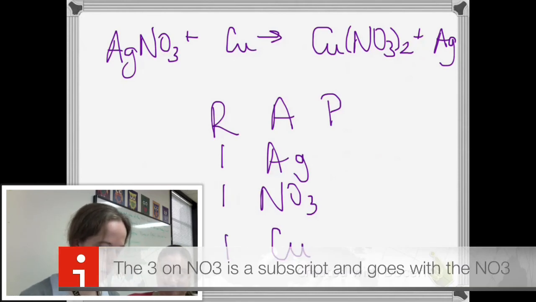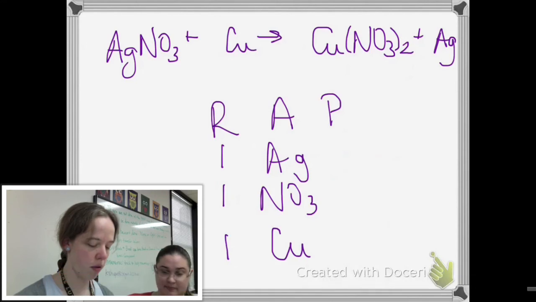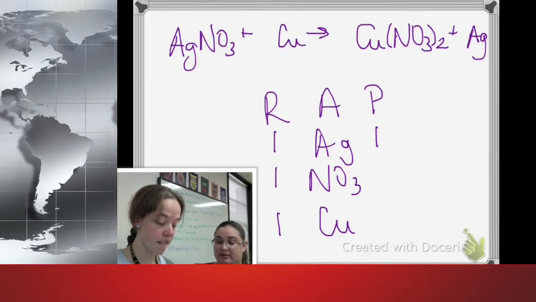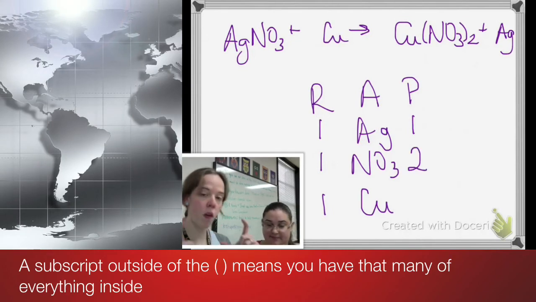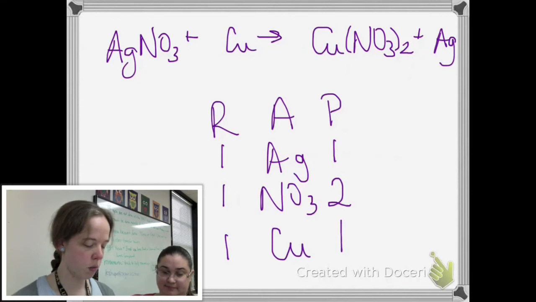All right, and how many coppers do I have? 1. All right, on my product side, how many Ags do I have? 1. How many NO3s do I have? That one's got a 2 outside the parentheses, so I've got 2 of all of that together. And then how many coppers do I have? 1.